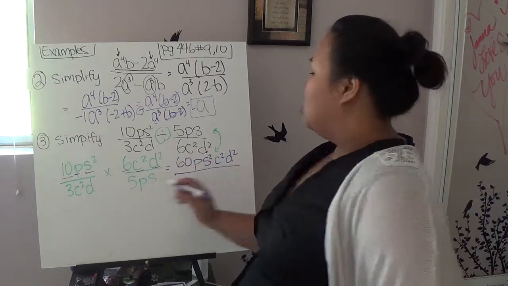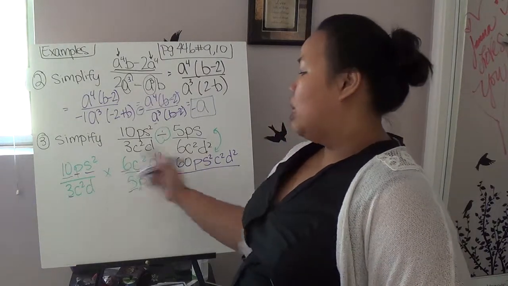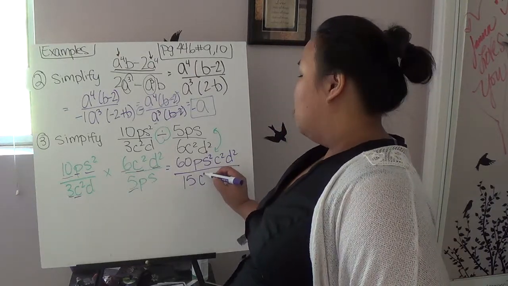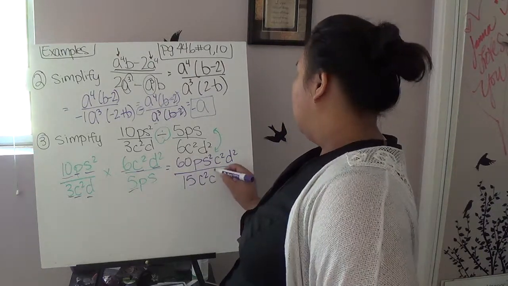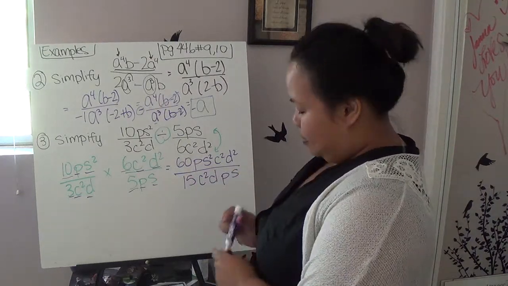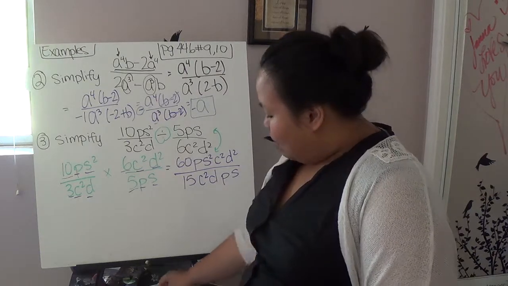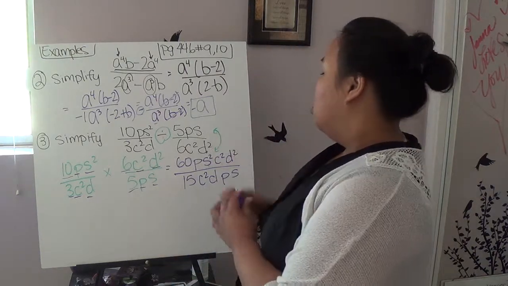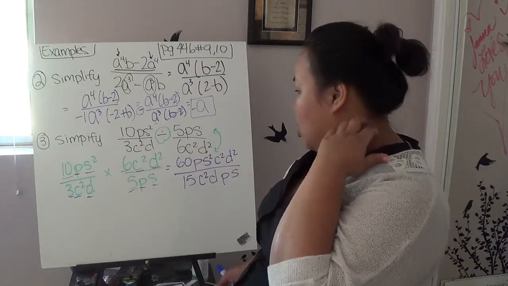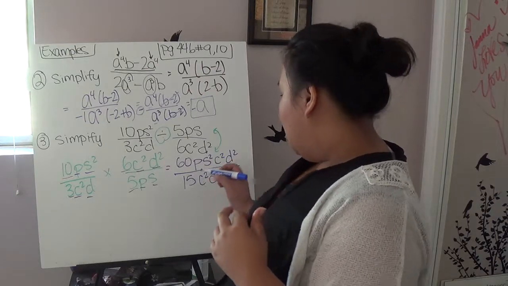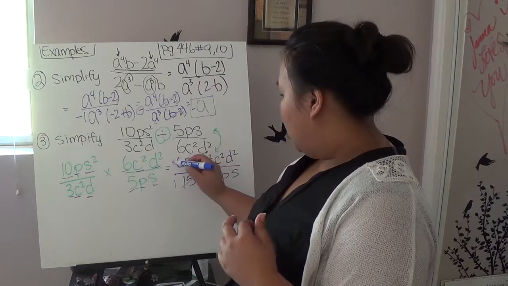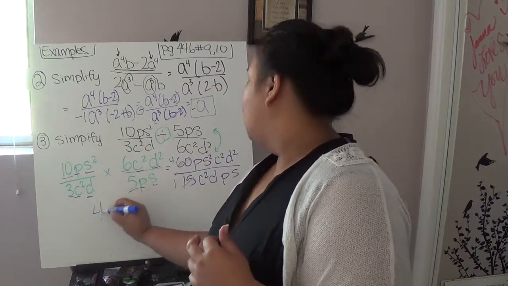And then I'm going to do the same thing with the bottom, multiply across. It gives me 15 c squared d, and then p and s. My last step is to then cancel out any numbers. The 60 over 15 can be reduced to what? 4. So this is 4 on top.